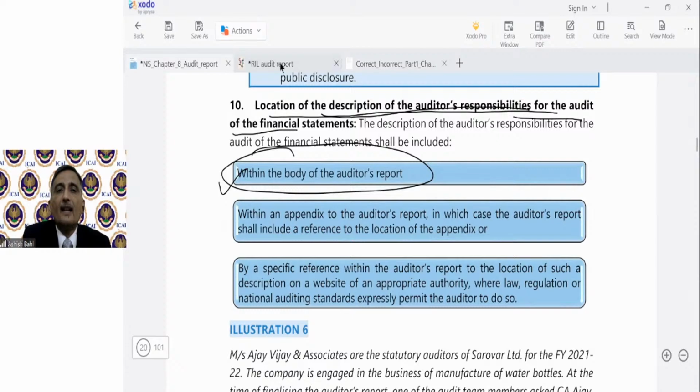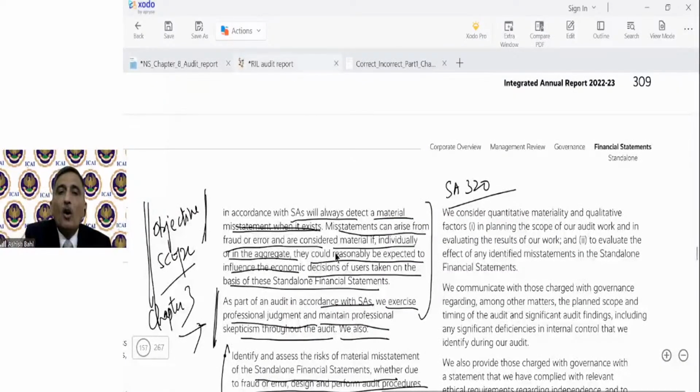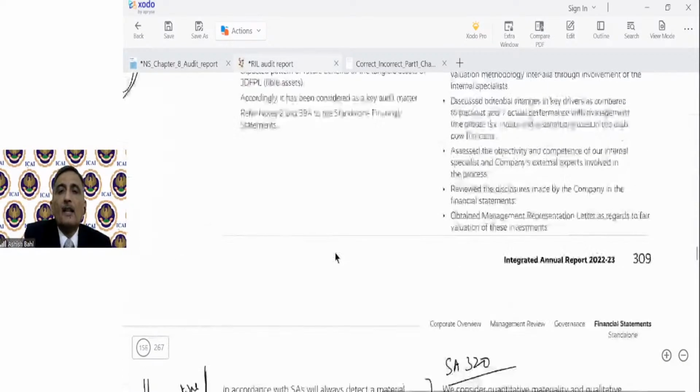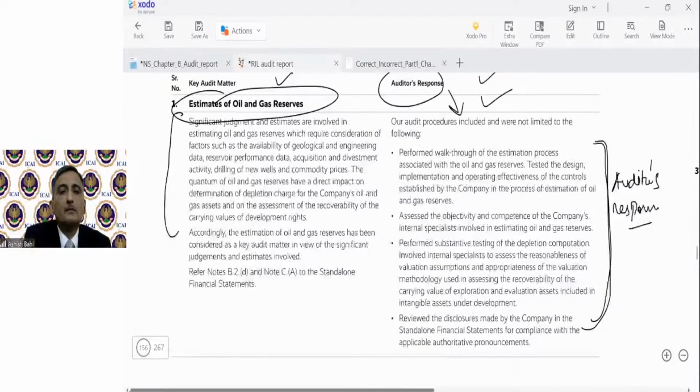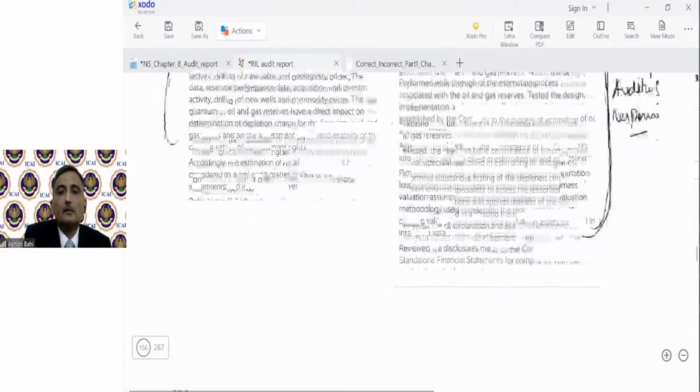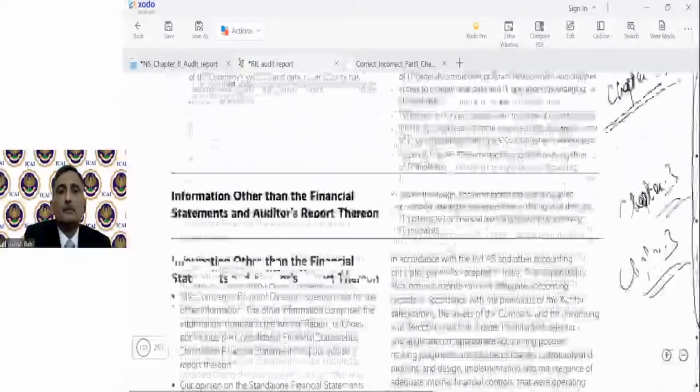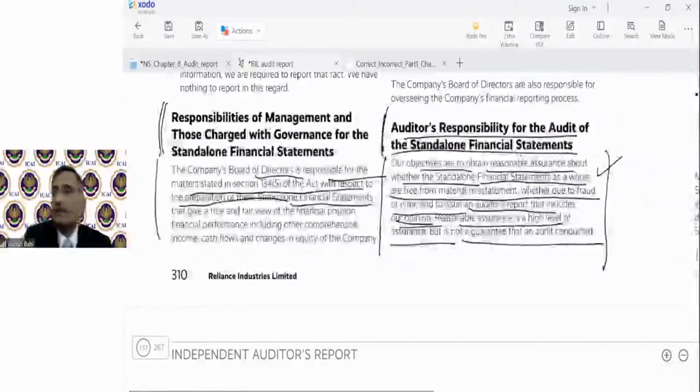So these are included here within the body of the report. So what is the body of the report? The main report. So these are included within the body of the report here.